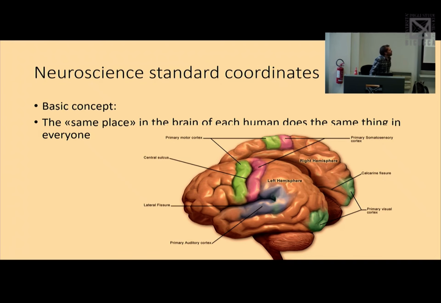Now, there's a concept in neuroscience which is that of standardized coordinates. The hypothesis, which is not fully proven, but works extremely well up to a point, is that the same place in the brain of each human does the same task. Of course, to say that, you need to define what you mean by same place.